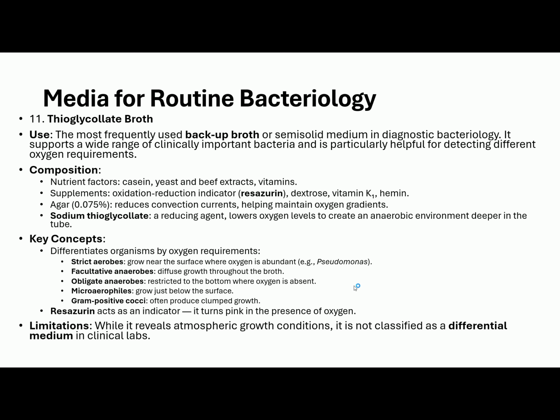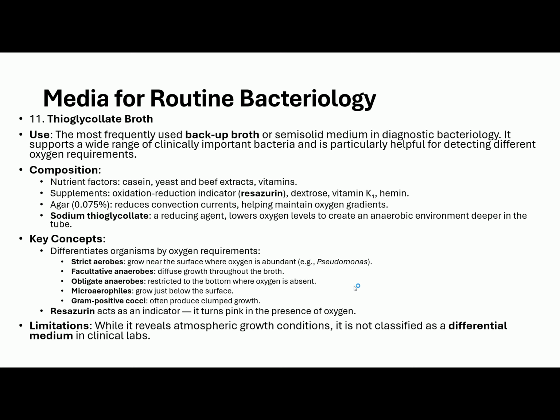Another one is the thioglycolate broth. So this is the most frequently used backup broth or semi-solid media, usually for identifying different oxygen requirements. So it consists of caseins, yeast extract, supplements, oxidation-reduction indicator resazurin, dextrose, vitamin K, and hemin. Agar 0.075% reduces convection currents, helping maintain the oxygen gradient. It also contains sodium thioglycolate, which is a reducing agent that lowers oxygen levels to create an anaerobic environment.